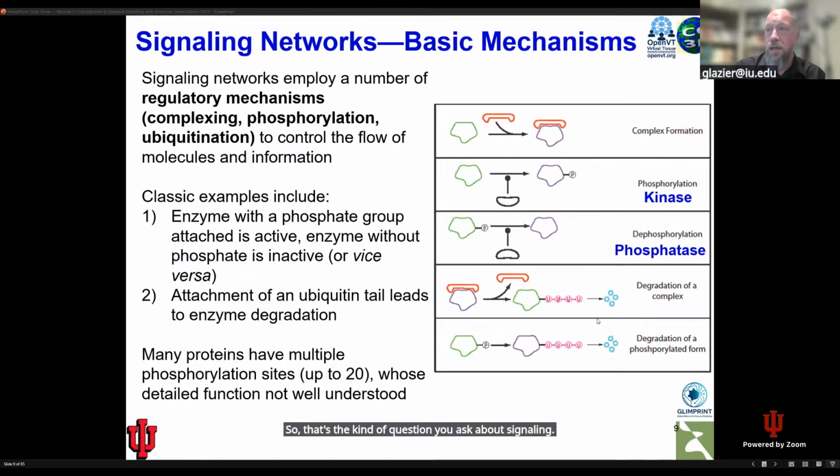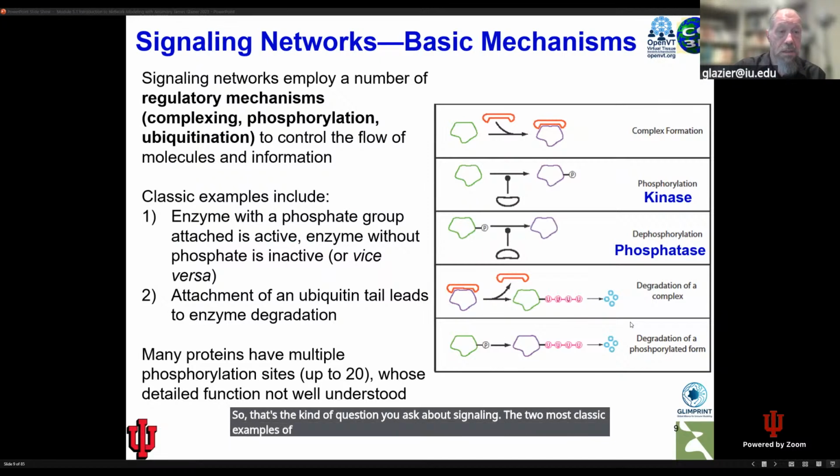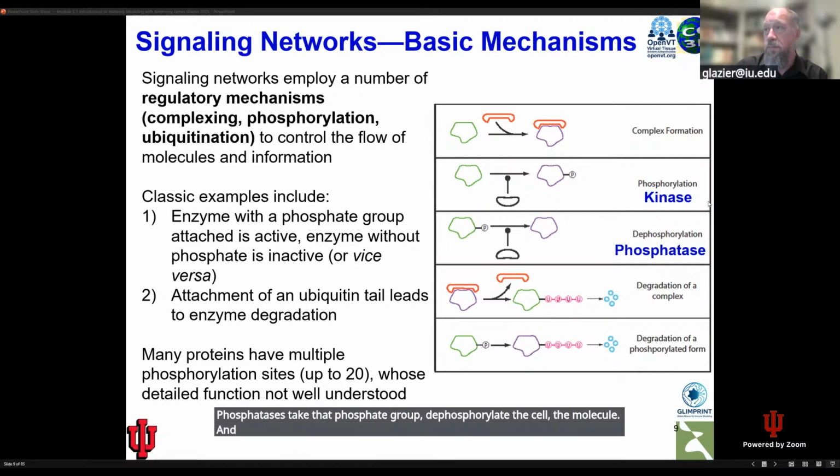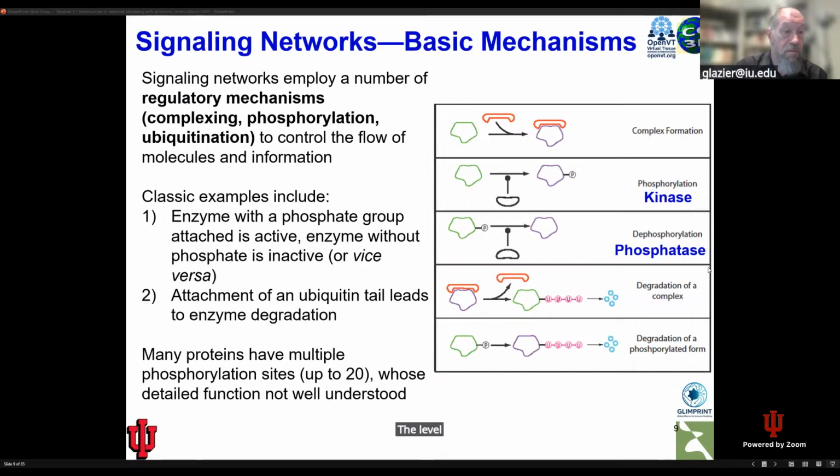The two most classic examples of signaling are kinases that phosphorylate, attach phosphate groups to other molecules. Often the phosphate is the active form of the molecule. The one without the phosphate is the inactive form, but it's not always true. Sometimes the other way around. Phosphatases take that phosphate group, dephosphorylate the molecule. And you'll typically get pairs of kinases and phosphatases that regulate the level of phosphorylated and non-phosphorylated versions of molecules.